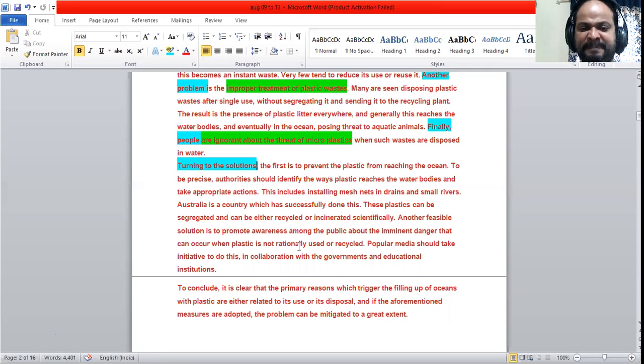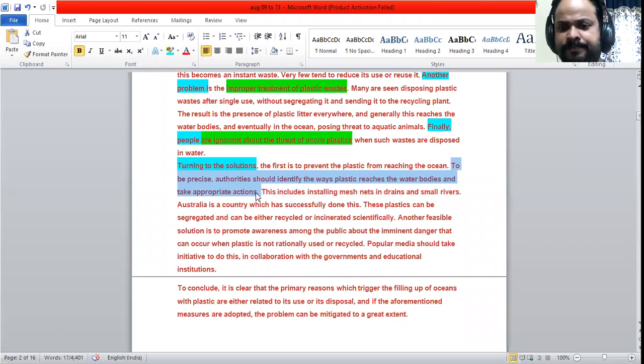Yeah. I need to cut short this solution paragraph. So let's turning to the solution. The first is to prevent plastic from reaching the ocean. So I don't need this particular sentence here.